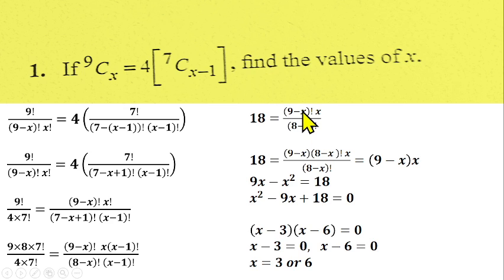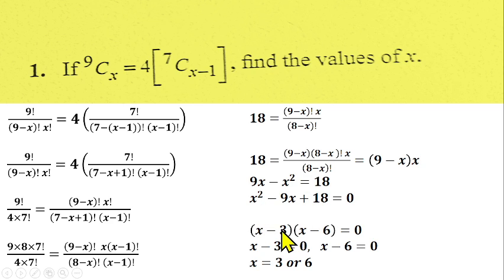Then we can also simplify 9 minus x factorial, and that should give us 9 minus x into, if you remove 1 from here, you have 8 minus x factorial, x over 8 minus x factorial. So this can take care of this. So we are left with 9 minus x times x, which if you open the bracket, we have 9x minus x squared. So we have 9x minus x squared is equal to 18. Then from there, we can take 9x minus x squared to this side. That means we'll be having x squared minus 9x plus 18 equals 0, which is a quadratic equation to be solved.